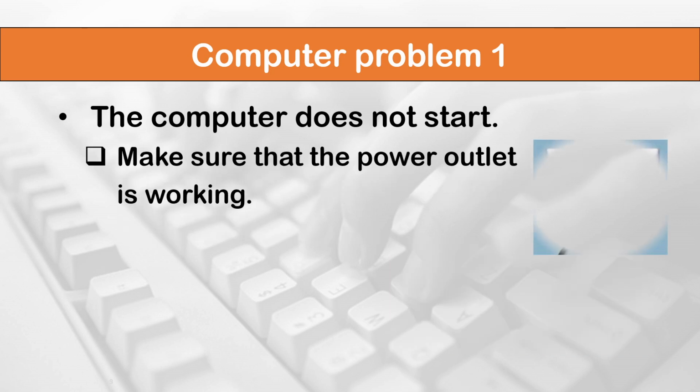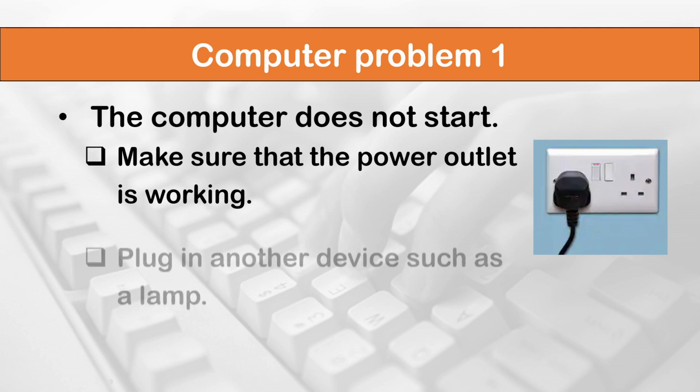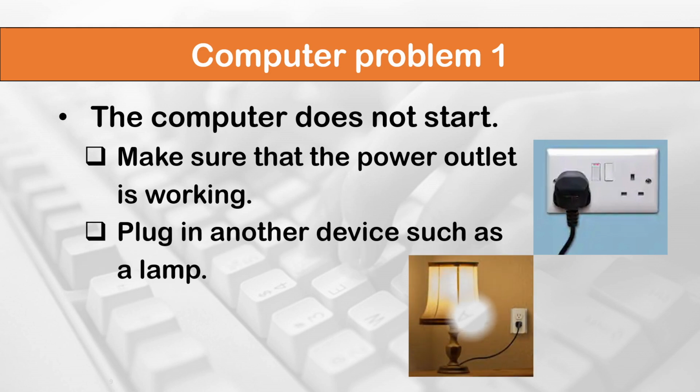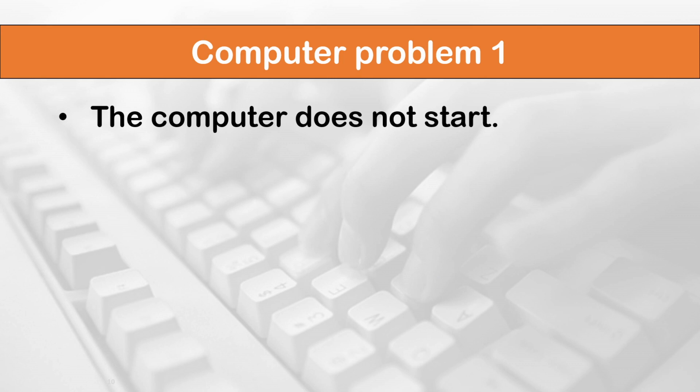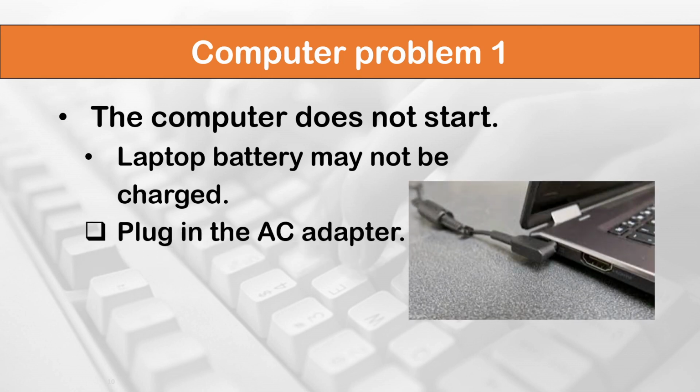If the power cord is plugged in properly, we need to ensure that the power outlet is working. We can do so by plugging in another device such as a lamp. In case you are using a laptop, it is possible that the laptop battery may not be charged. Plug in the AC adapter and after a few minutes, try to switch the device on again.